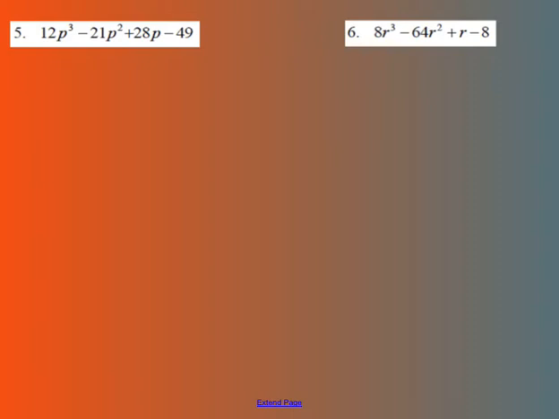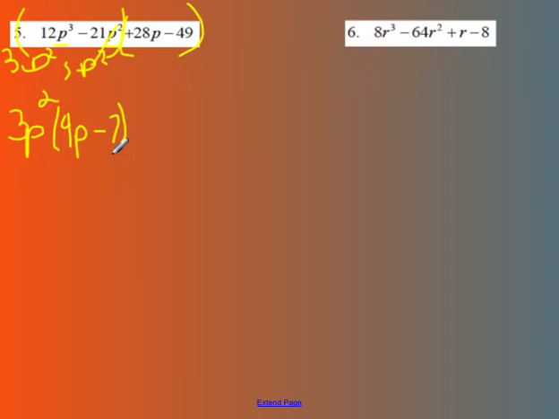Let's take a look at number 5. So for number 5, now we have some more involvement because we have more p's. So first I want to take a look at my first group. Between 21 and 12, I can divide out a 3. Now I look and I have p cubed and p squared, so I can actually take out an entire p squared out of that first group. So I'm dividing each group by 3p squared. So 12 divided by 3 is 4. P cubed divided by p squared is p. Negative 21 divided by 3 is negative 7. And those p squareds are going to cancel out to 1, so I'm just going to leave that as 7.